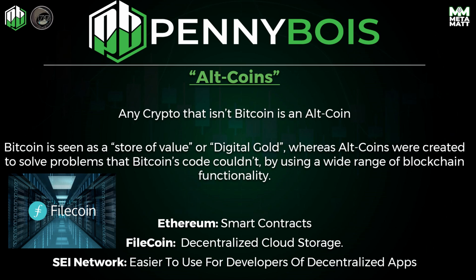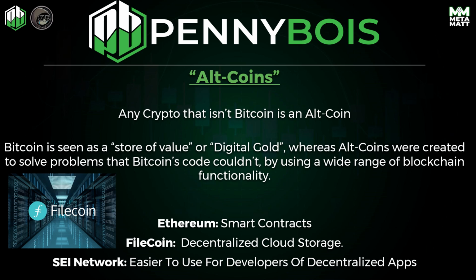Bitcoin is seen as a store of value or digital gold, whereas altcoins were created to solve problems that Bitcoin's code could not. And so all these altcoins are using what Bitcoin had as far as the blockchain goes, but they're kind of adding to it with different code. So Ethereum added smart contracts. For those who trade NFTs, you need a smart contract. So Ethereum brought that about.